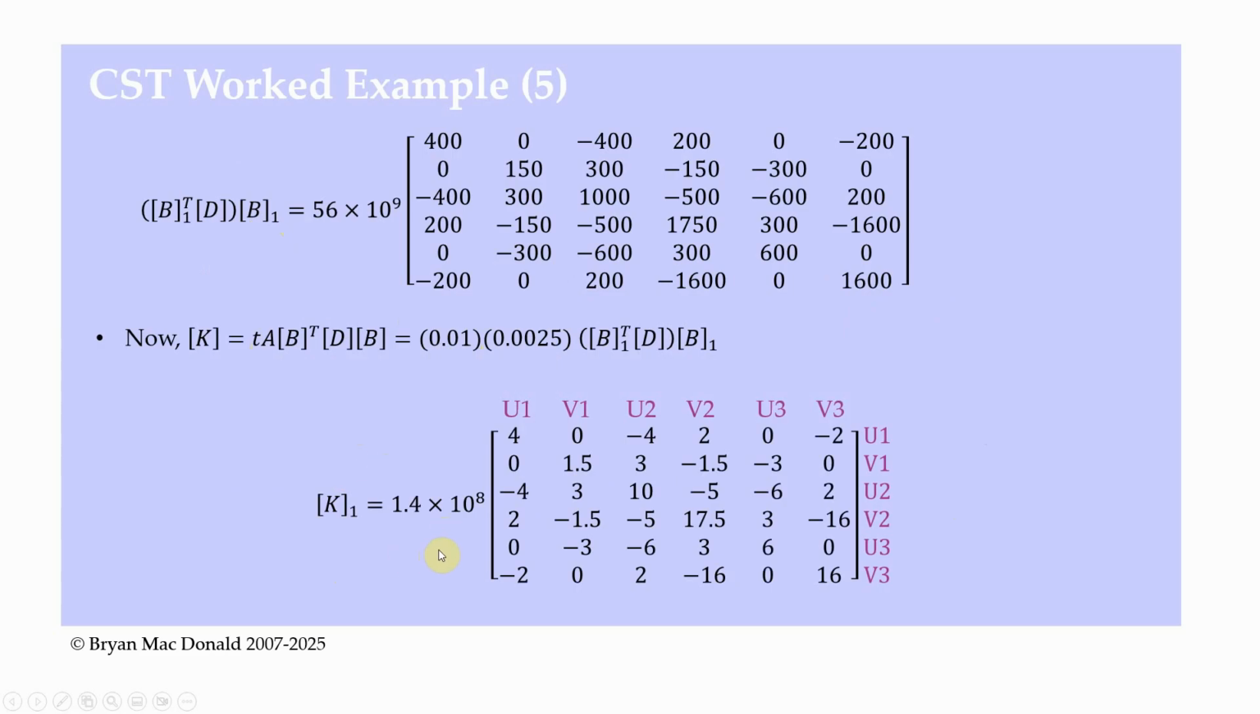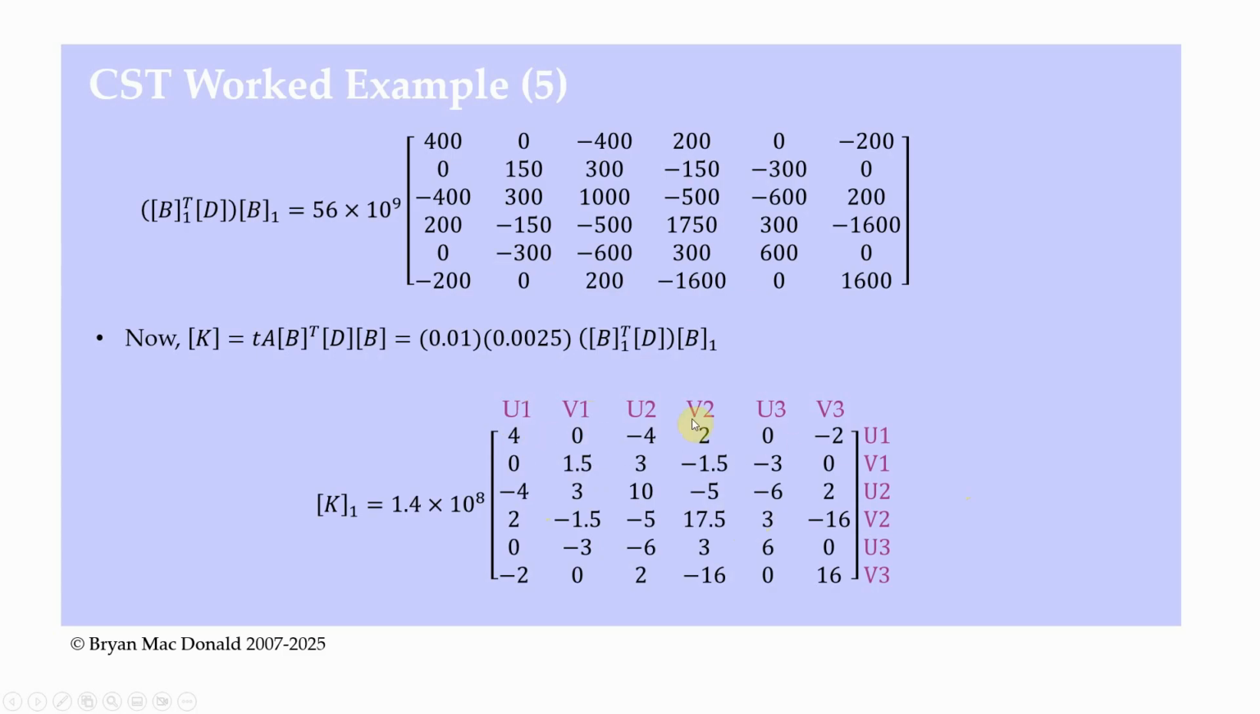And what I've done here is I've just put on the degrees of freedom across the top and down the side. That's going to make it easier to assemble my global stiffness matrix. So again, the first column and first row are the U1 degree of freedom. The second column and second row are the V1 degree of freedom, and so on. So I've got U1, V1, U2, V2, U3, V3. And again, that comes back to the numbering of the nodes and the way I've numbered them. They just happen to work out like this.